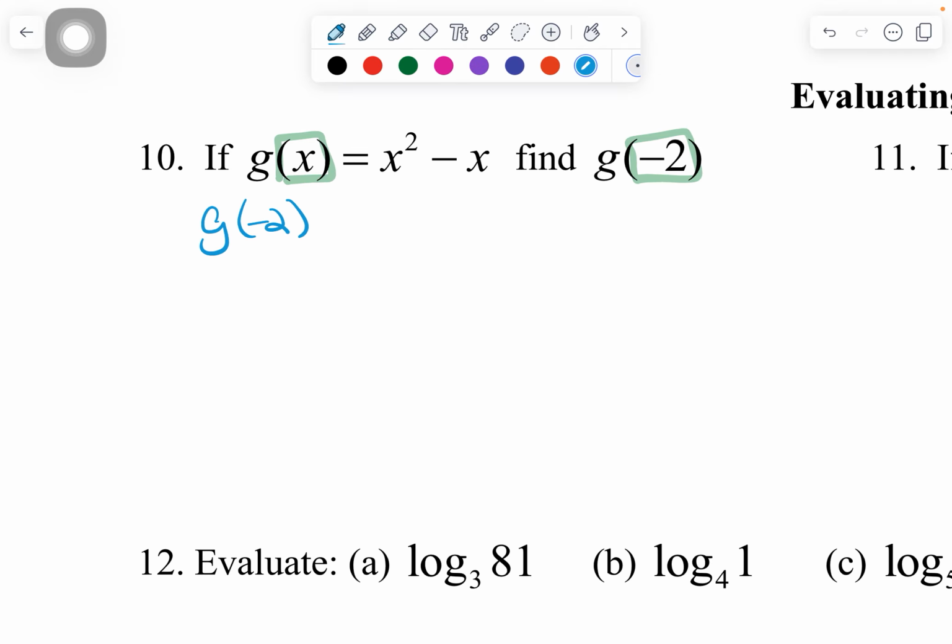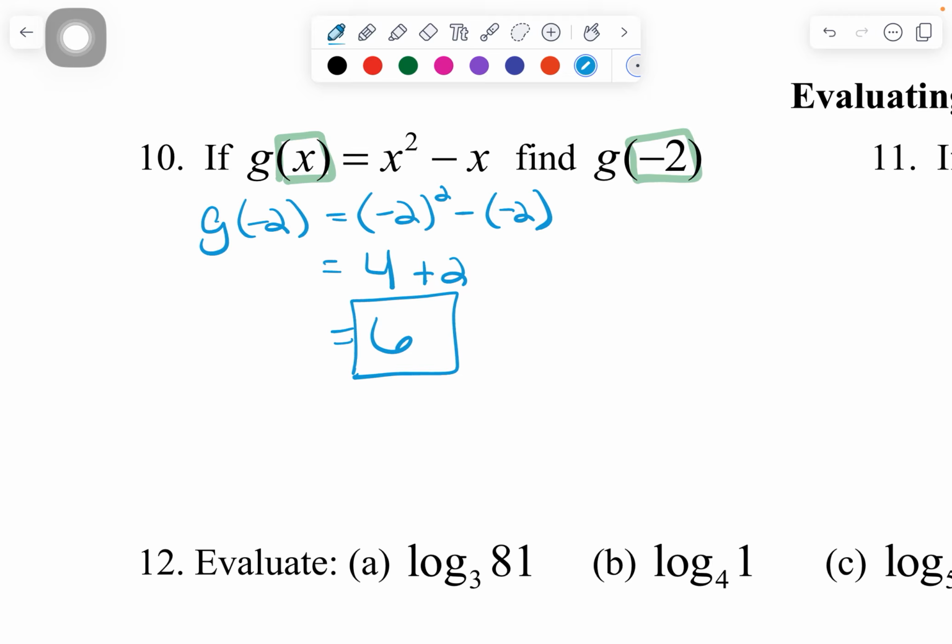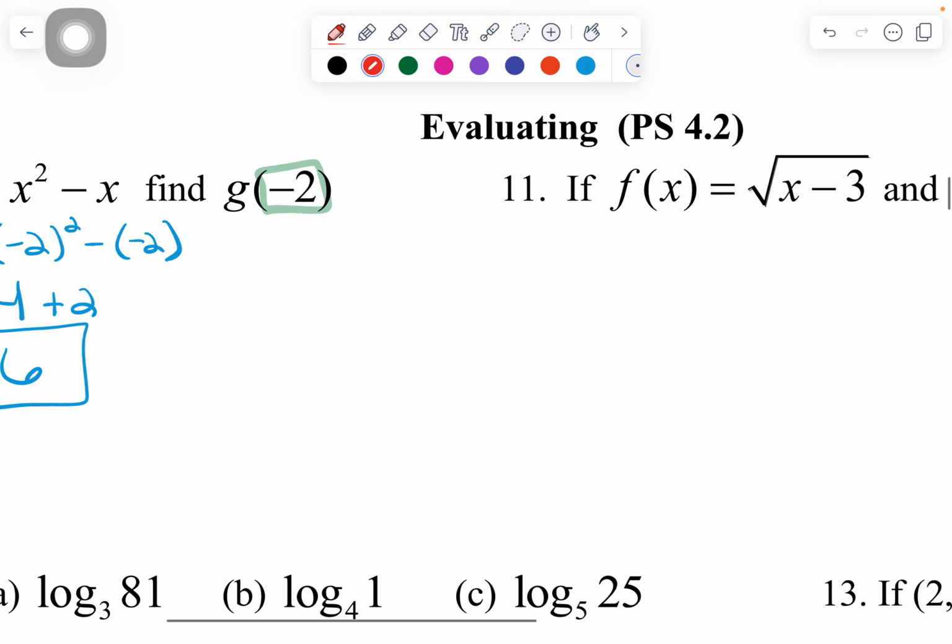So g of negative 2 is going to equal negative 2 squared. For the love of all that is good, put those in parentheses. All right, negative 2 parentheses squared is going to be 4. The double negative in front of that 2 is positive 2, so that is equal to 6. All right, that one's done.